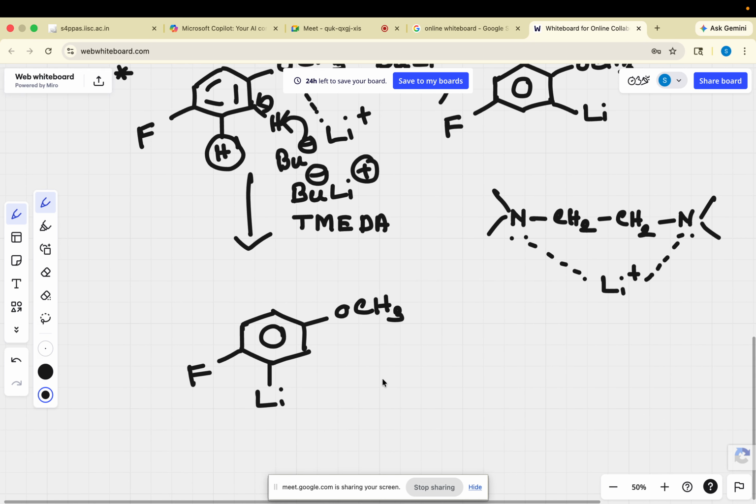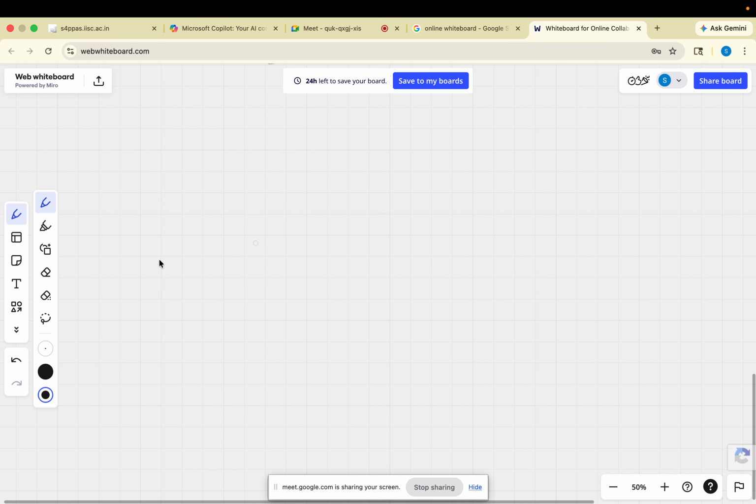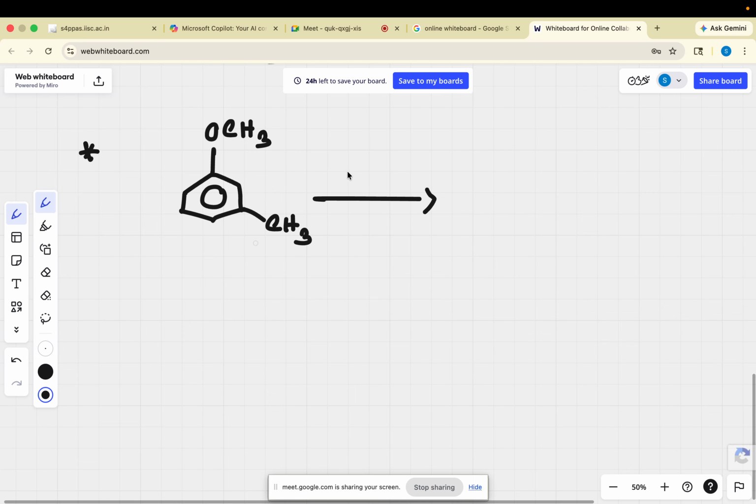Done, right? Okay. Now suppose you have this. Here you have one methoxy group and here you have one methyl group. Now, same thing, we are using butyl lithium. So what will happen?